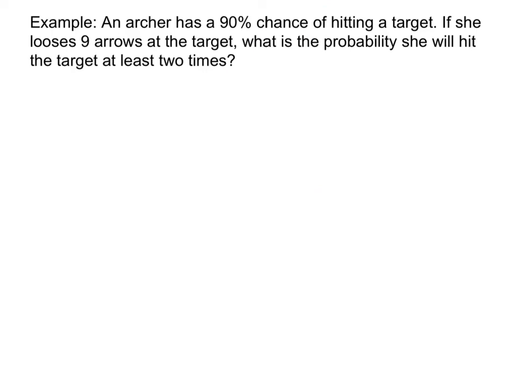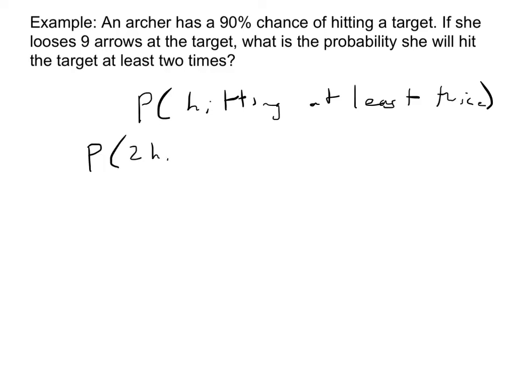Okay, so what do they want here? They want the probability of hitting at least twice. So what does that mean? That means the probability of 2 hits plus the probability of 3 hits plus the probability of 4 hits. Okay, that's really annoying. I really don't want to do this problem for 2 hits, 3 hits, 4 hits, 5 hits, all the way up to 9 hits and add all of them together. That's a horrific amount of work.